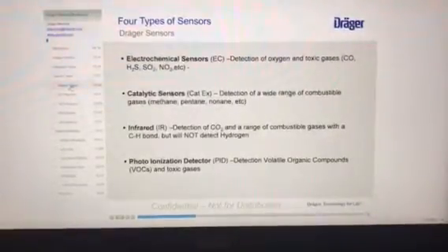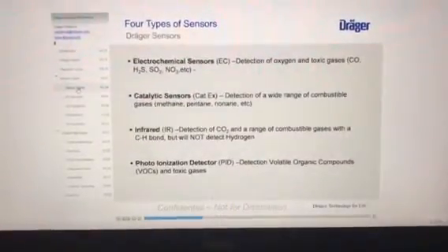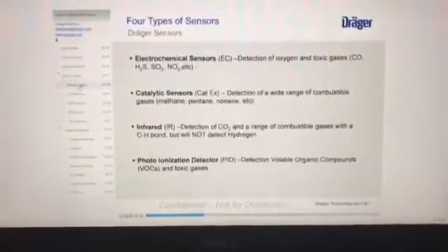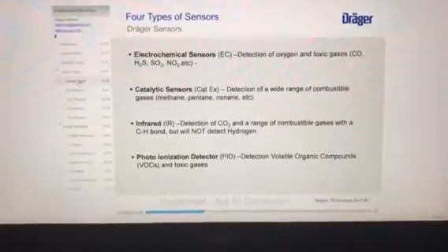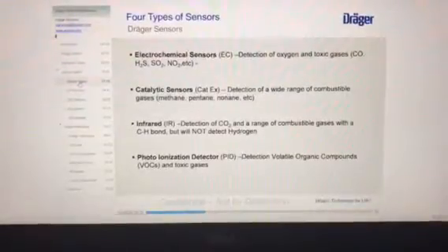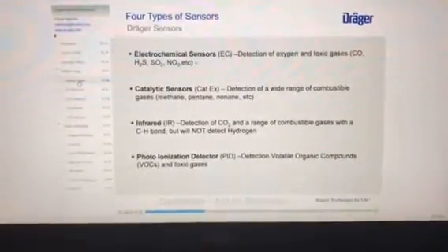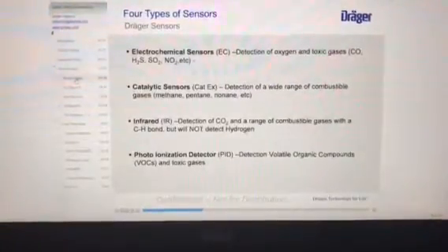These types of sensors are used for detecting oxygen and toxic gases. A catalytic, CADX, or combustible sensor oxidizes a combustible gas and converts the temperature change into an electrical signal. These types of sensors are used for detecting combustible gases. This sensor is also called an LEL sensor.